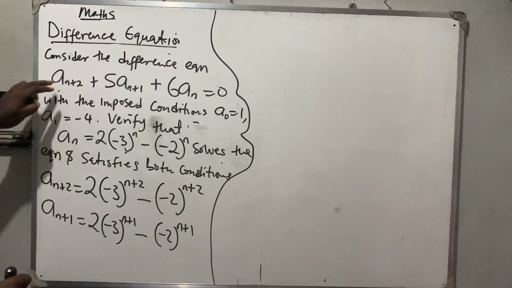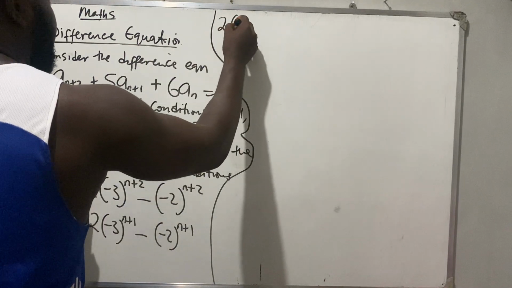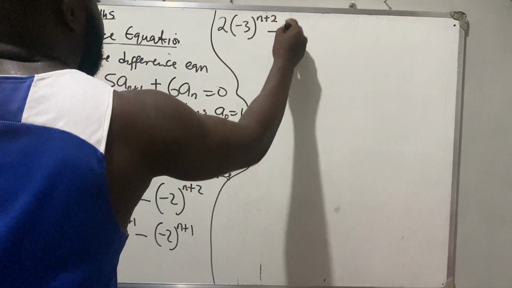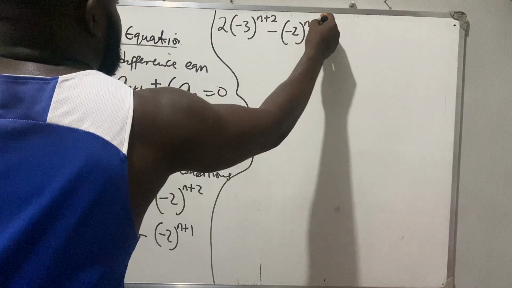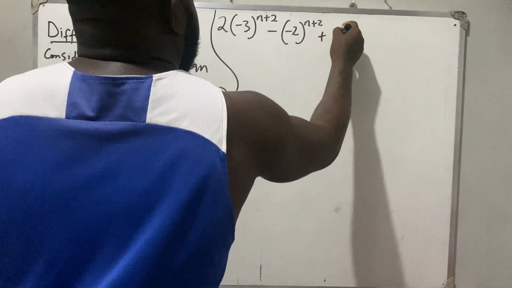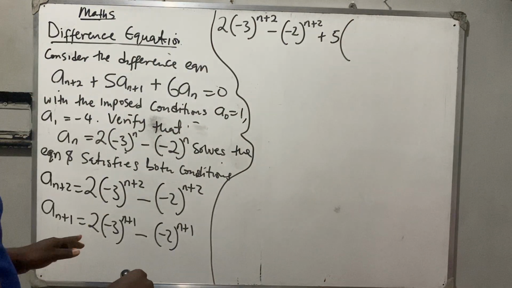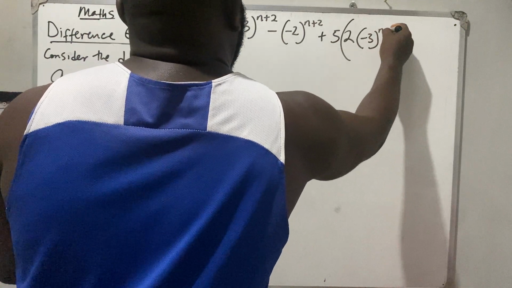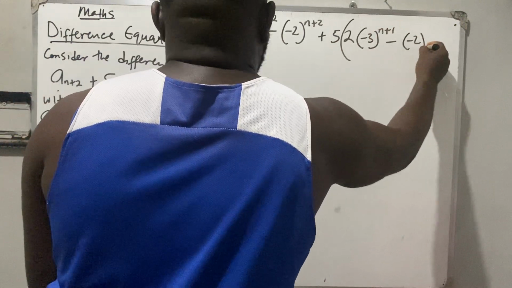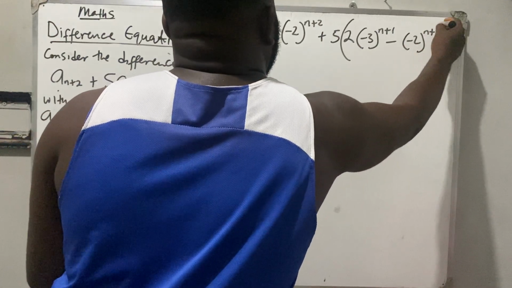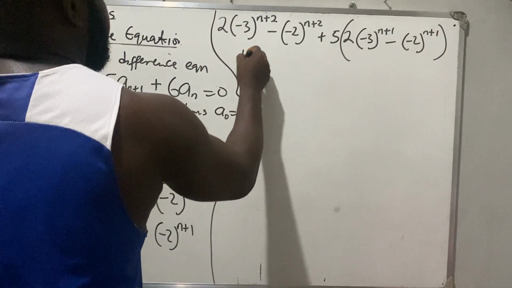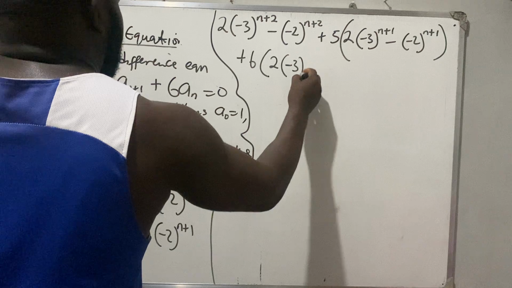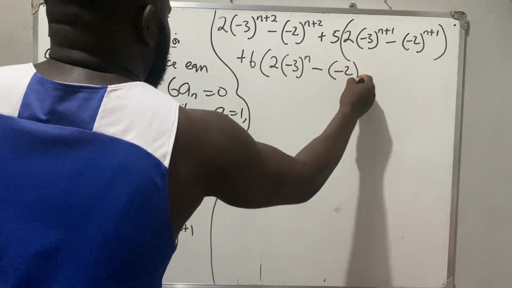For direct substitution, this one gave us 2 into minus 3 raised to power n plus 2, minus into minus 2 raised to power n plus 2. Okay, then I have plus 5 into this one now, 2 into minus 3 raised to power n plus 1, minus into minus 2 raised to power n plus 1. Okay, then I'm going to have plus 6 into my a_n. My a_n is 2 into minus 3 raised to power n, minus into minus 2 raised to power n again.